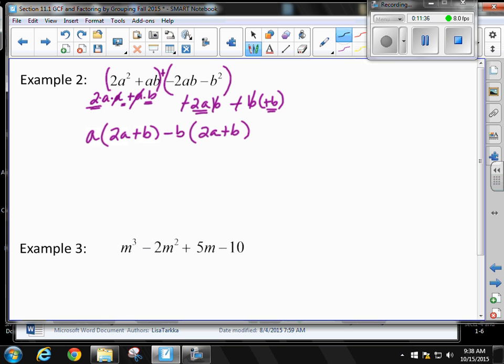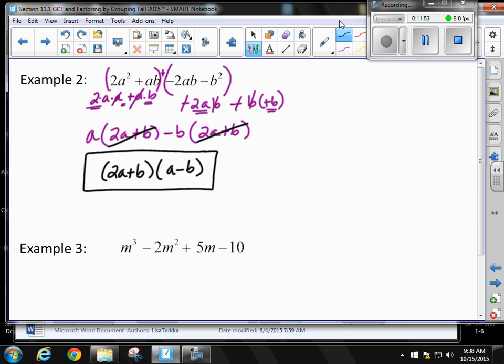Again, when we look, what's inside parentheses is exactly the same: 2a plus b, 2a plus b. That's my common factor. And in parentheses, what's left is a minus b. And there is my polynomial in factored form.